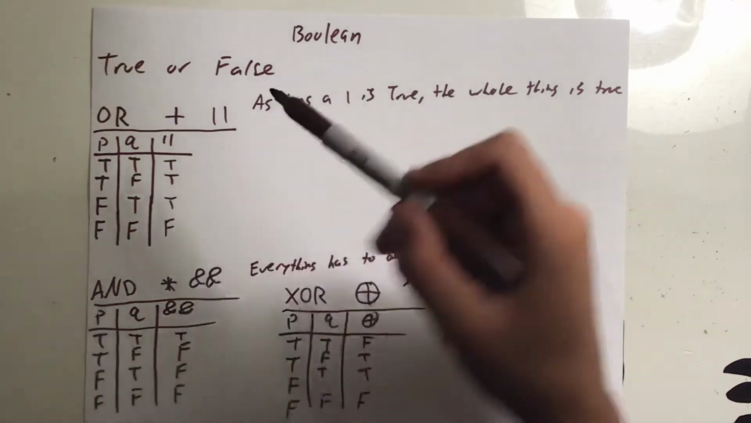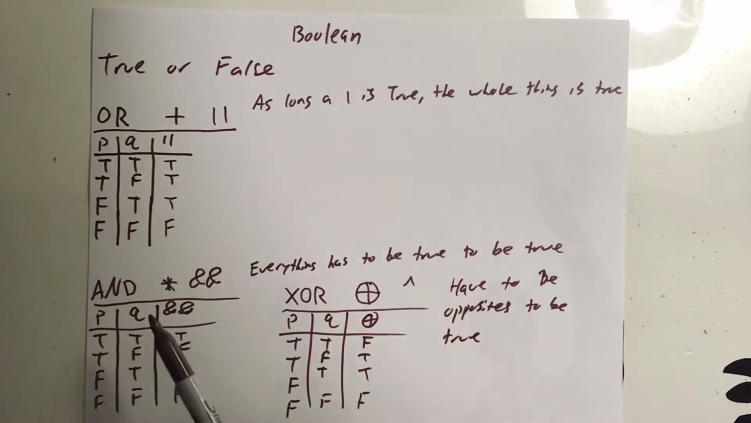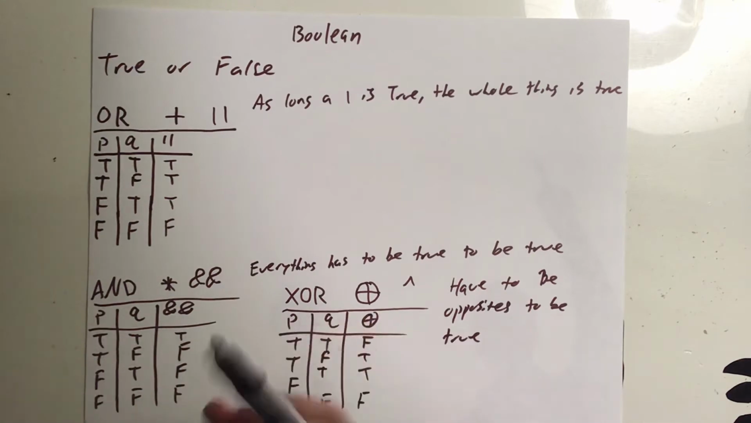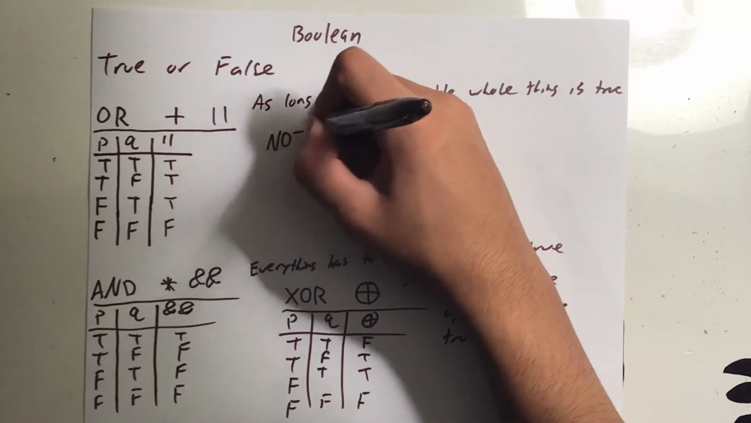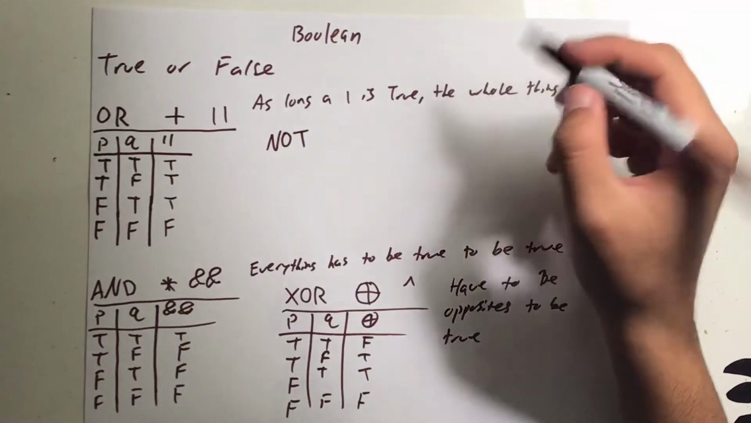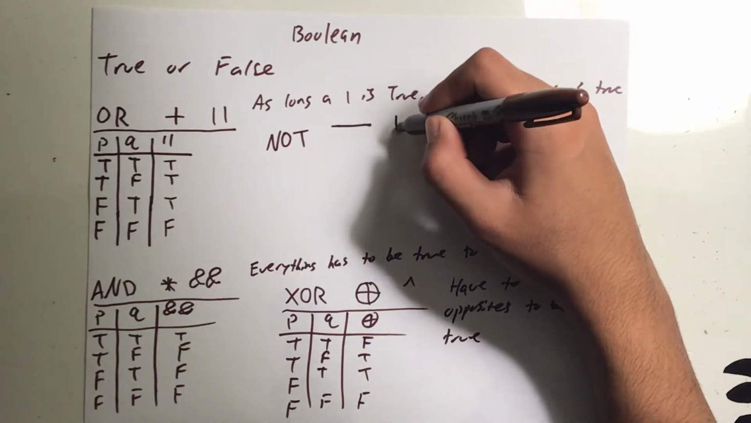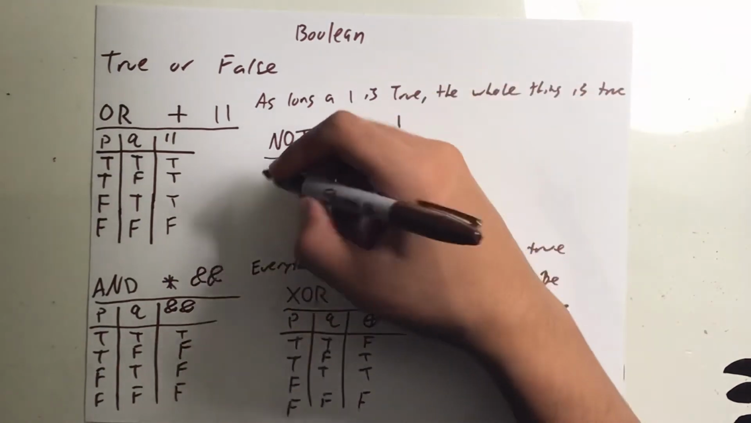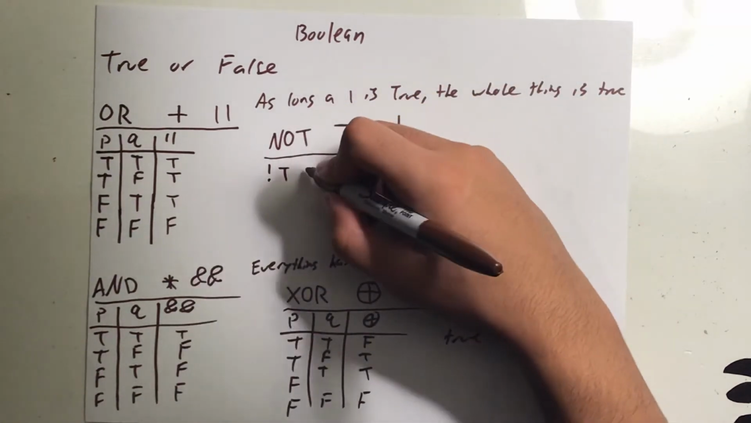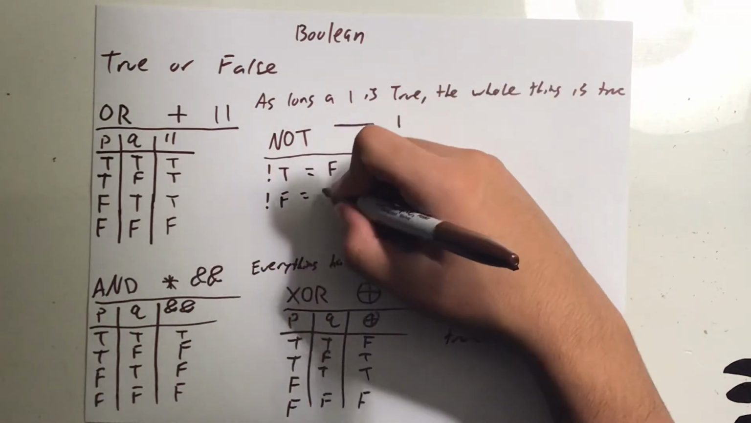So again, with OR, as long as one thing is true, the whole thing is true. For AND, they all have to be true, and for exclusive OR, they need to be opposites to be true. The last symbol is the NOT, which may be represented as a horizontal line or an exclamation mark. And what NOT does is it just flips the result. So if you get not true, that's going to equal false. Or if you get not false, it's going to equal true.